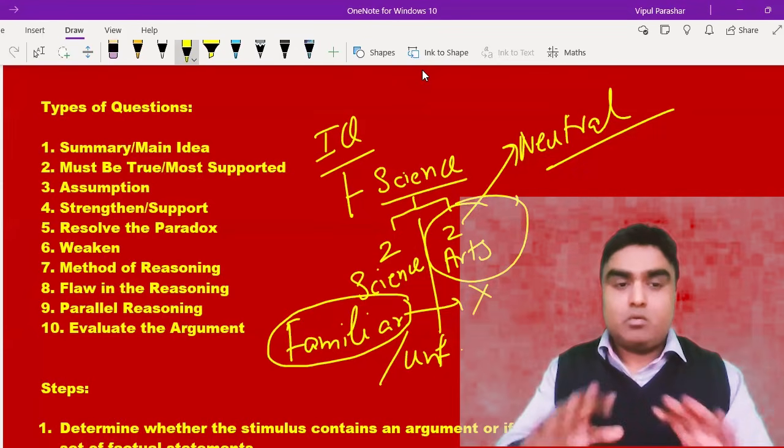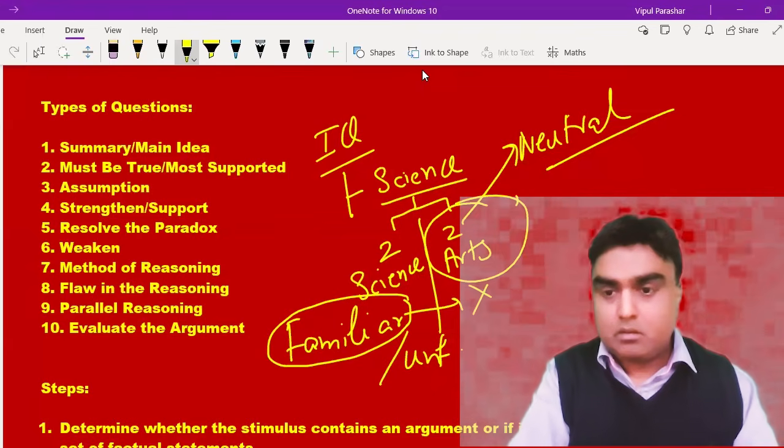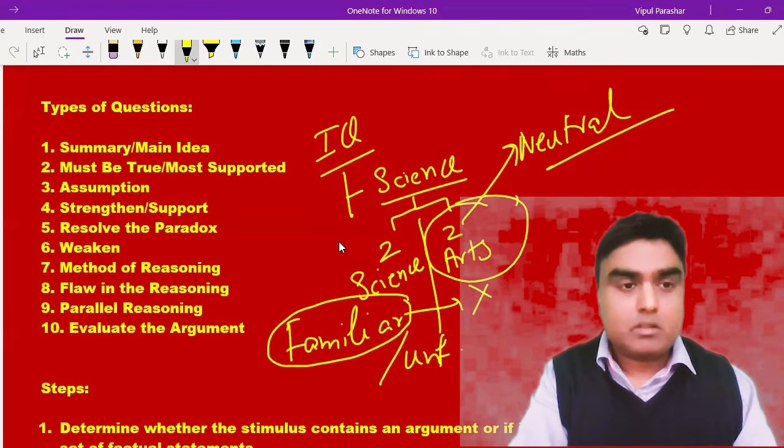So there is nothing called "suppose," nothing like that. Okay, coming back to the point I was making. What exactly was the point I was making?